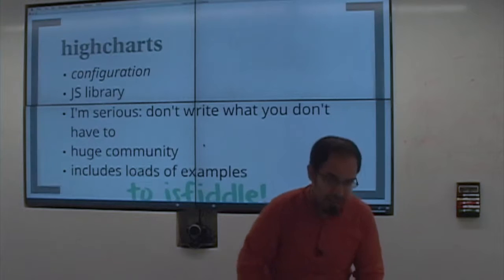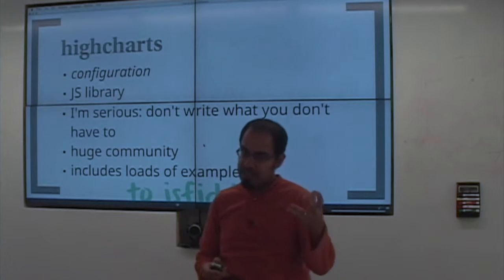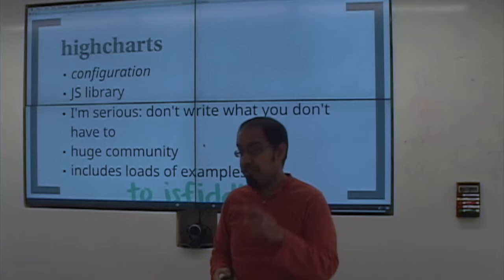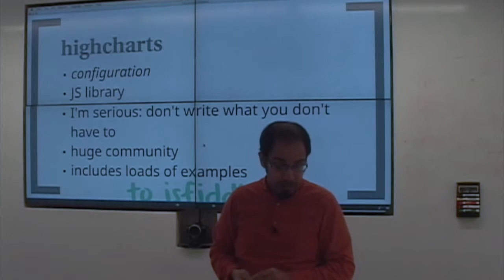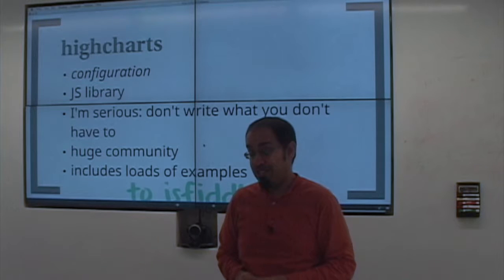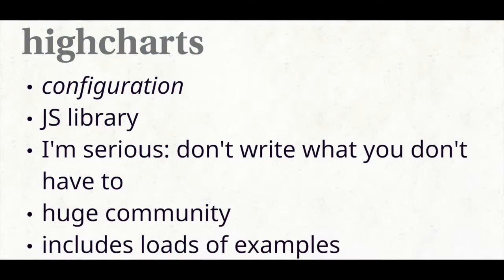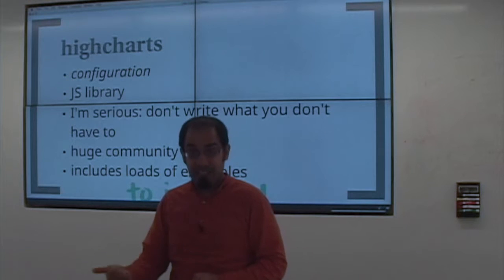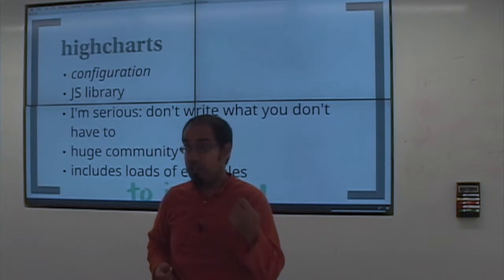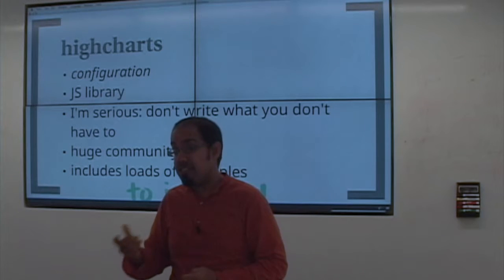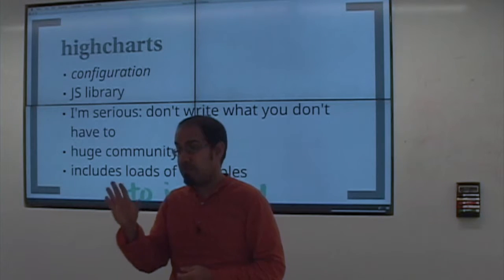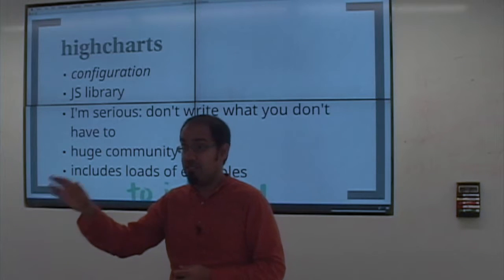So HighCharts, I put this one under configuration. You set up a bunch of metadata and then you say go. But you already tried it out, so I'll be quick here. It's a JavaScript library. I'm serious about not writing what you don't have to. Really, just look at all their examples and see if they can do it for you. There's a huge community of people using it, really huge, and that's tons of examples. There are other things in this space, like specifically if you need to be doing maps, you should be using Leaflet, or you should be using CartoDB online. So there are tons more tools based on if you need to be doing specific things. For instance, mapping, there are tons that are just about mapping.